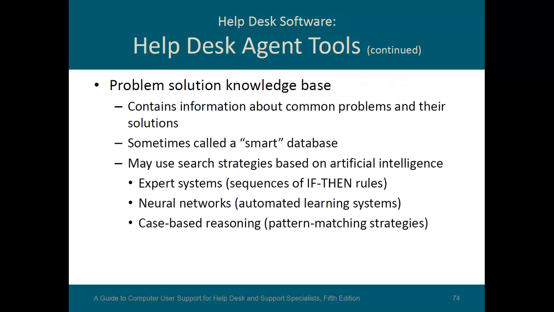Problem solution knowledge base contains information about common problems and their solutions, sometimes called a smart database. It may use search strategies based on artificial intelligence. Expert systems, such as if-then rules, sort of use a fuzzy logic. Neural networks, automated learning systems, and case-based reasoning pattern matching strategies. Some of the higher-end software companies have this type of addition to help in troubleshooting products.